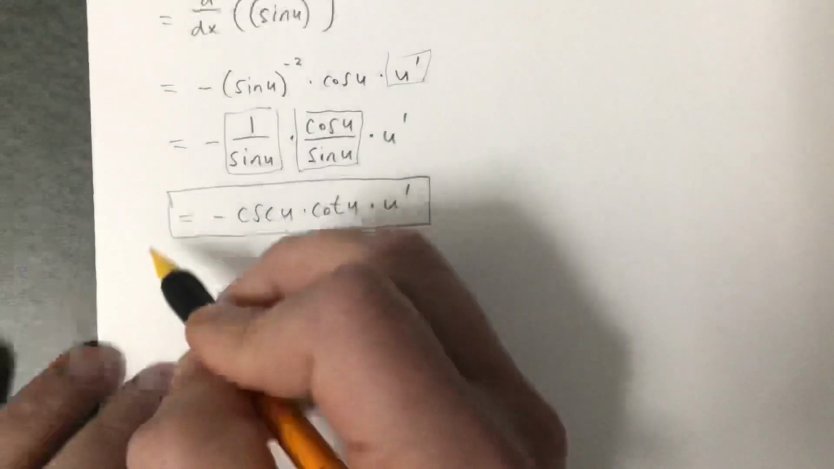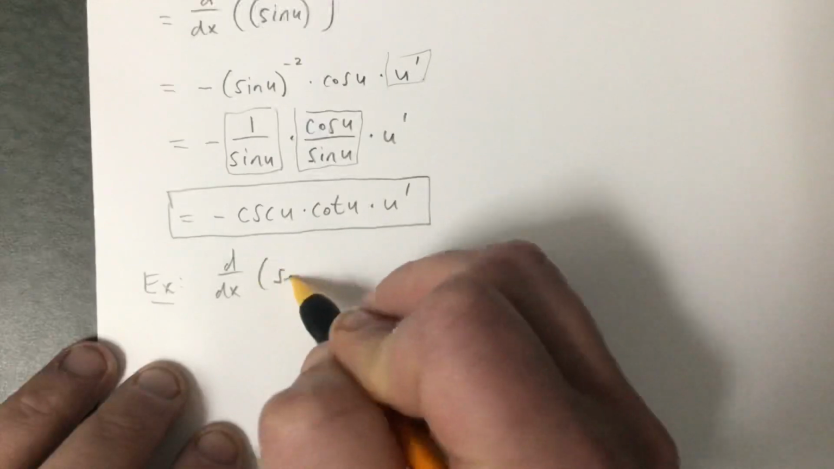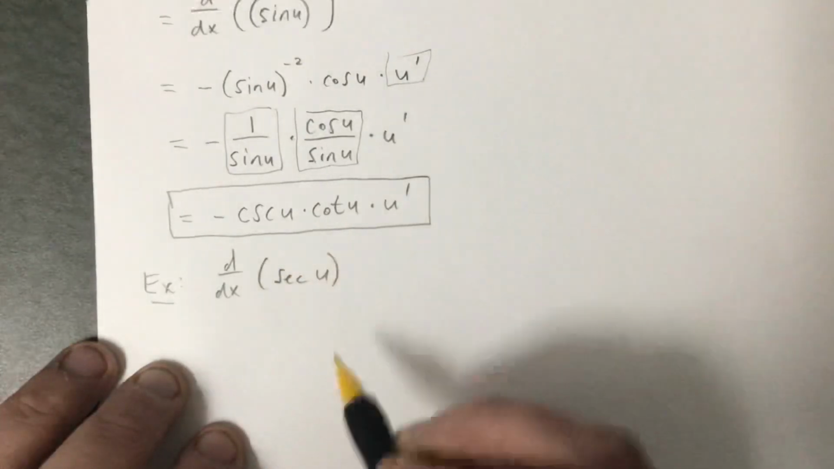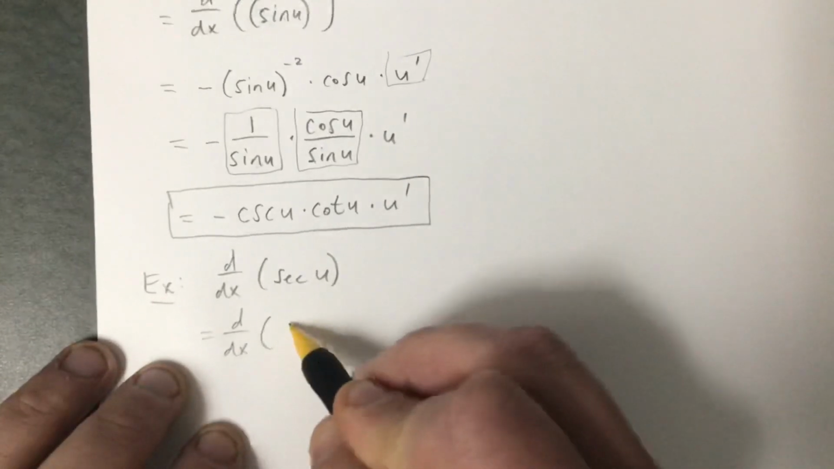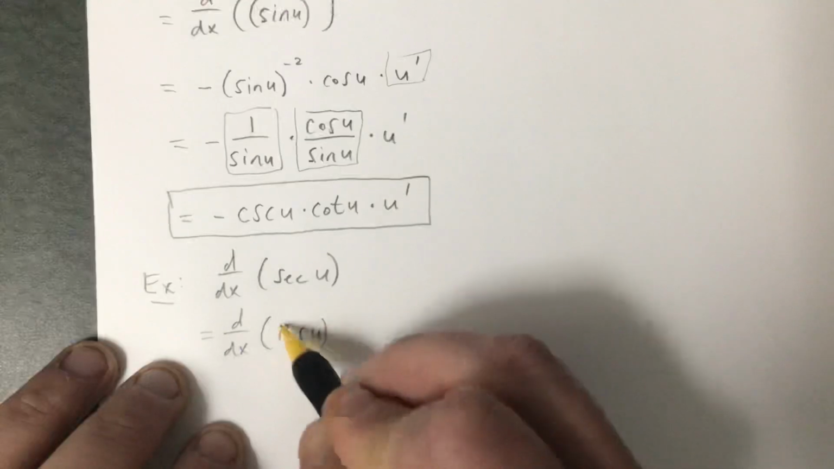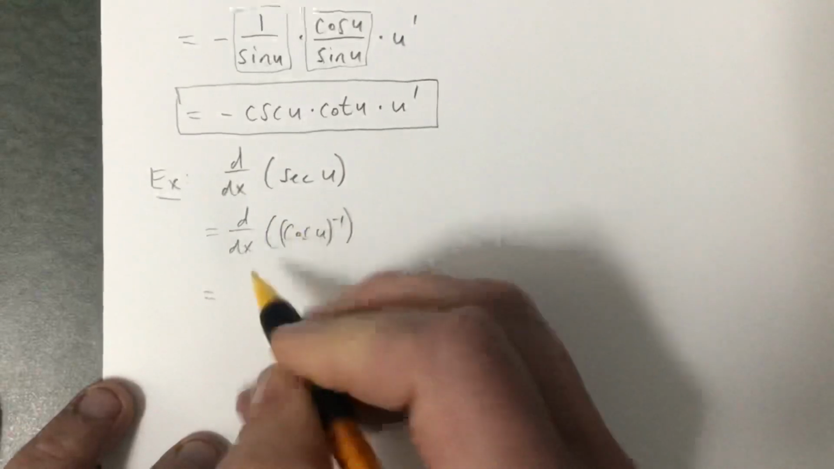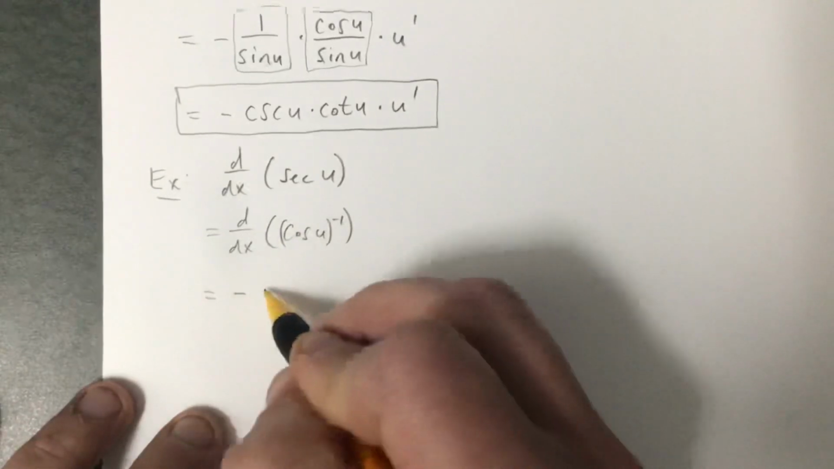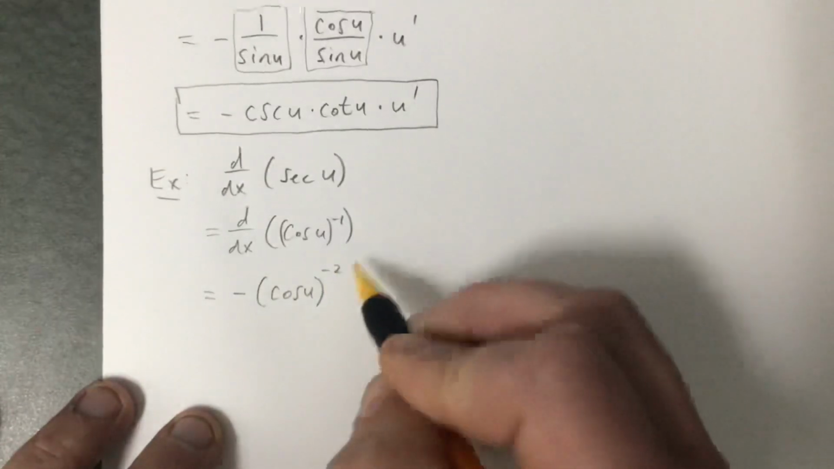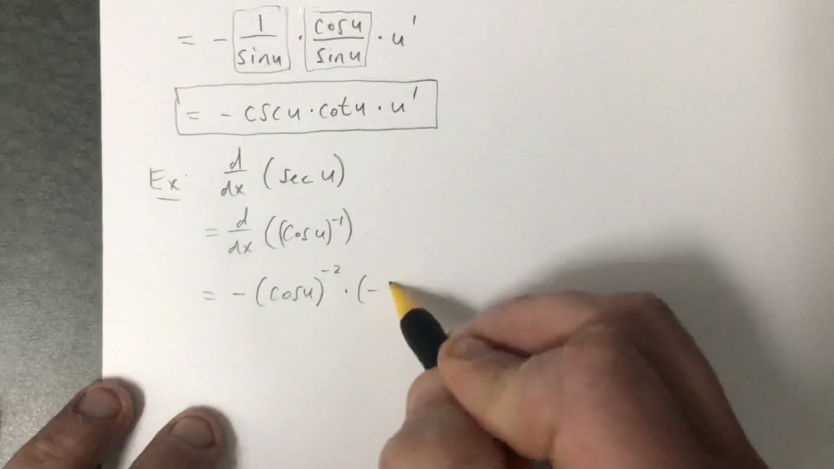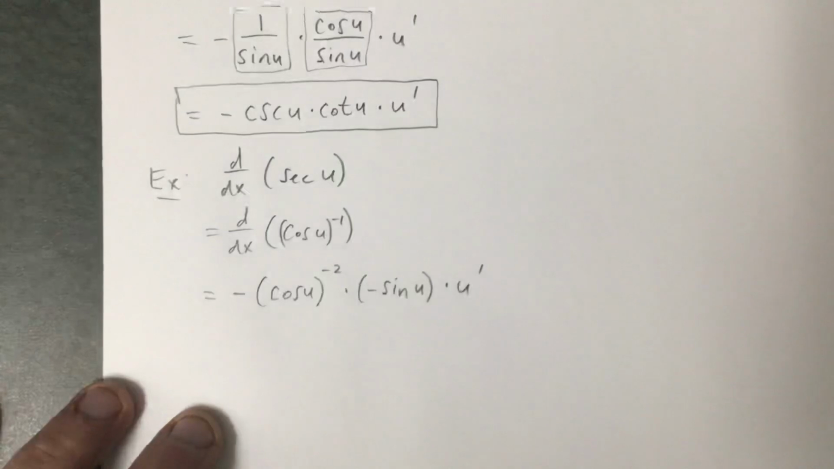All right, let's do a proof and develop a rule for secant, which is 1 over cosine. So I'm going to rewrite this as we're taking the derivative of cosine u to the negative first power. All right, so let's use our rules here. This is going to be a power rule, so I would have negative cosine u to the negative second times, this is going to spit out a negative sine u, and then this would spit out a times u prime.